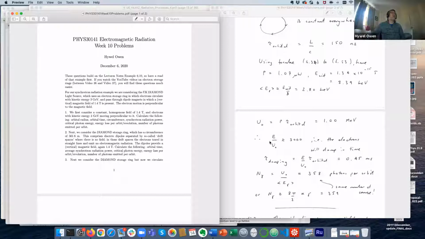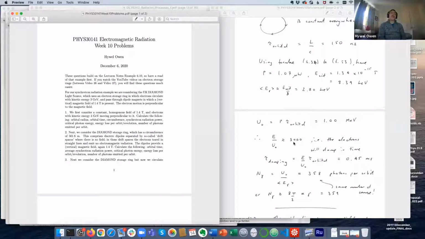So our nomenclature in this particular example sheet is E is the energy of the electron, E critical is the critical energy of the photons, and E gamma with these little brackets around is meant to indicate the average photon energy, and that should be consistent with the notes. So if E is 3000 MeV, that's our stored electron energy, and U0 is the energy loss per turn, well, obviously that factor is about 3000, and that means it will take something like 3000 orbits for the electrons to lose all their energy.